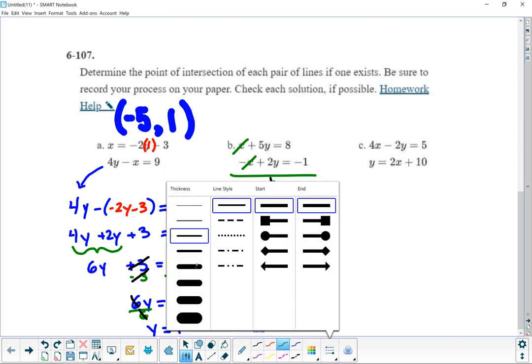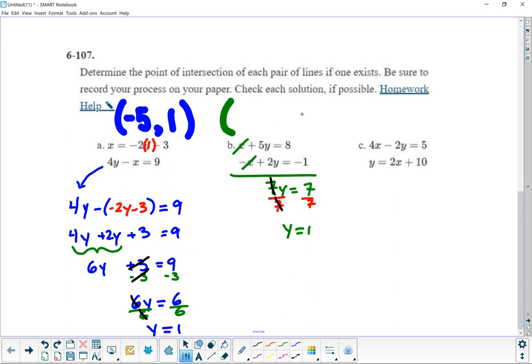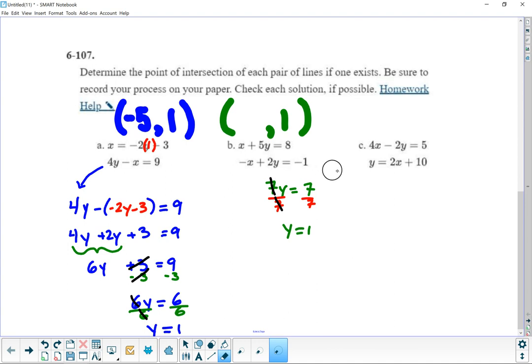Again, that right there is kind of set up for us already. So y is equal to 1. Now we've got to pick either the top or bottom equation. I'm going to use the top equation. If y is equal to 1, I'm going to plug that in place of the y.